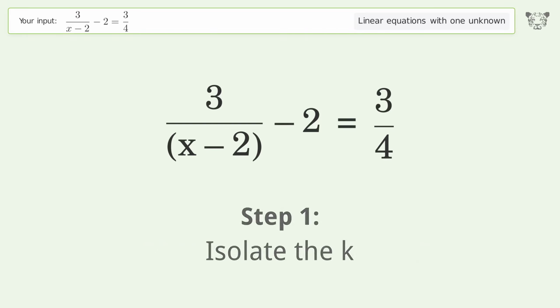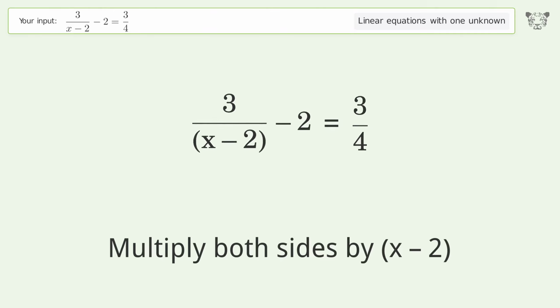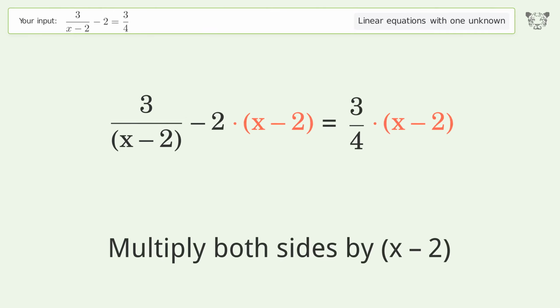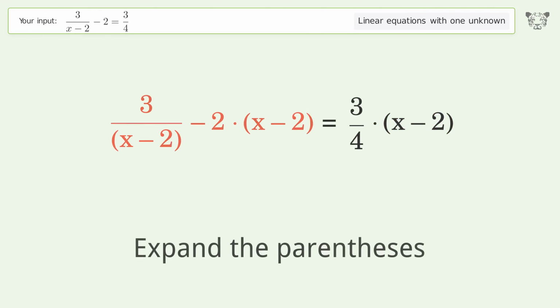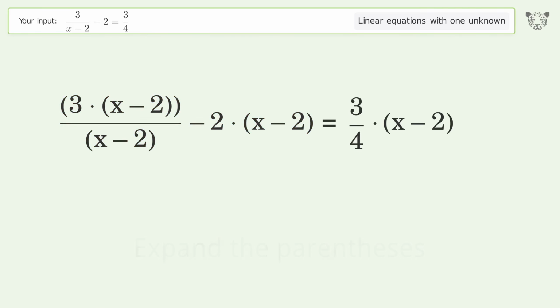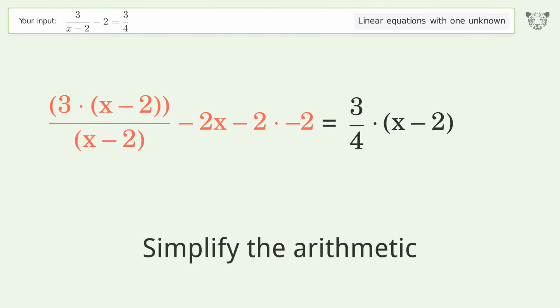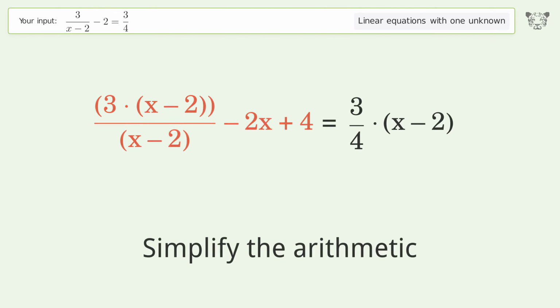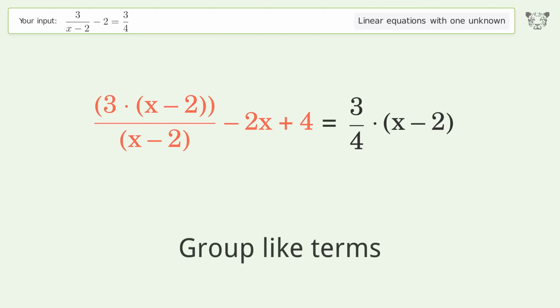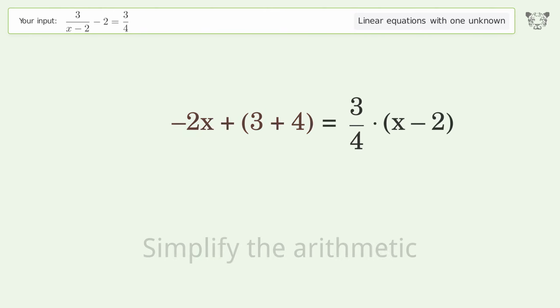Isolate the k. Multiply both sides by x-2. Expand the parentheses. Simplify the arithmetic. Group like terms. Simplify the arithmetic.